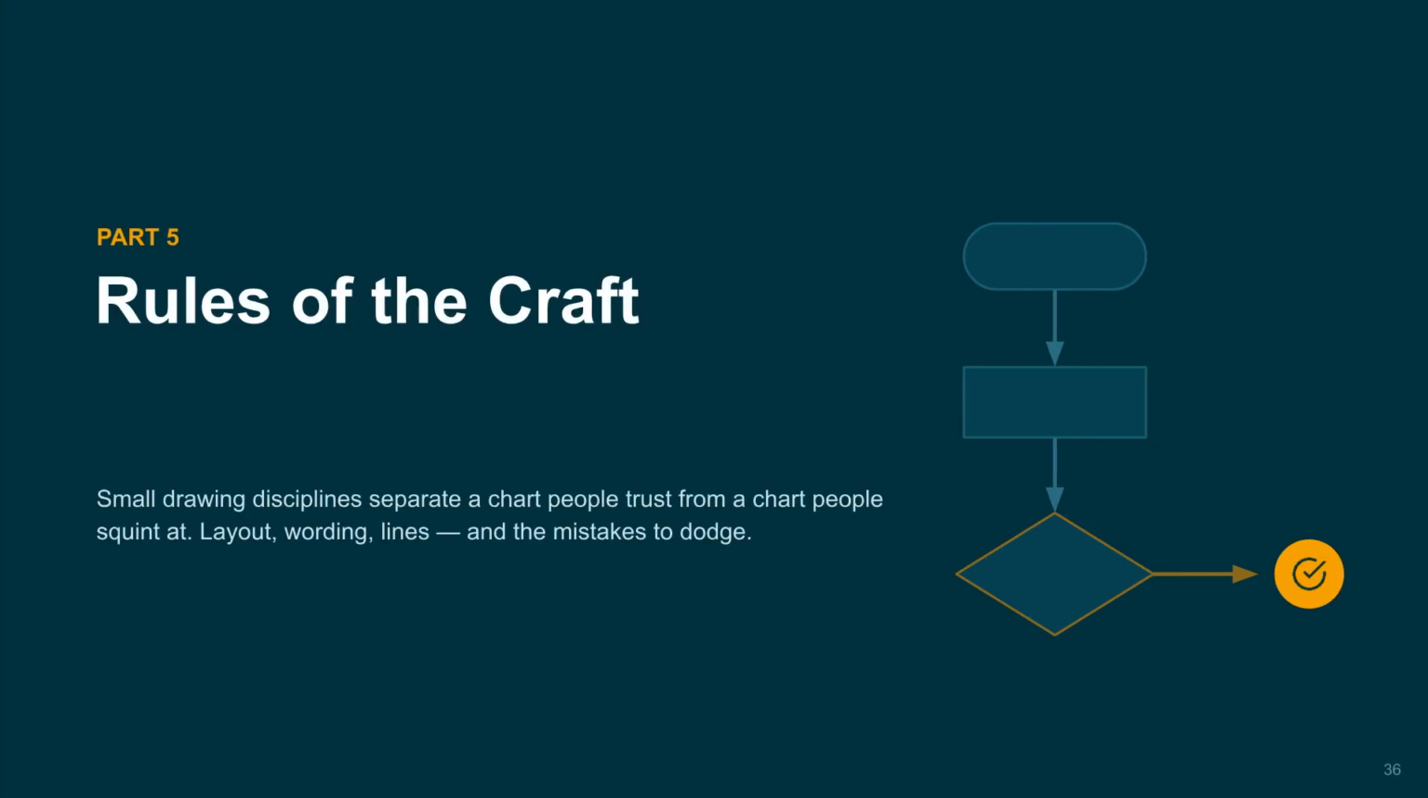Part 5. Rules of the craft. Small disciplines separate a chart people trust from a chart people squint at. We will look at layout, wording, lines, and the common pitfalls you should avoid.